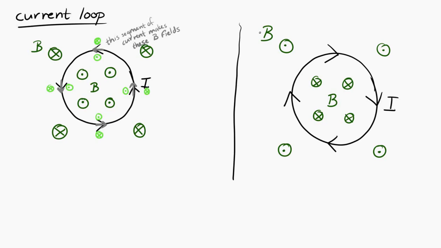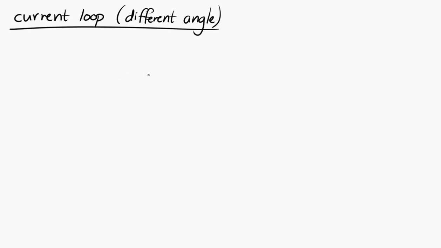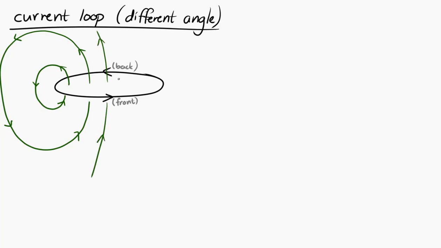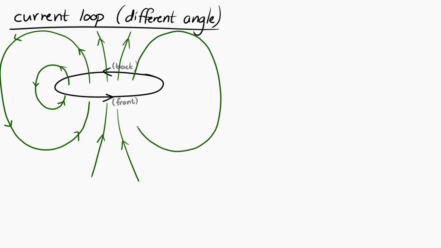Now, if I draw this from a different angle, we can kind of see the three-dimensional nature of this. I'm going to try to draw it. I'm not the best drawing artist, but I'll do what I can. Here's a loop. I'm kind of looking at it from an angle. Then, if the current's going around like that, here's the front, here's the back, the magnetic field lines kind of do this. They loop around like that.